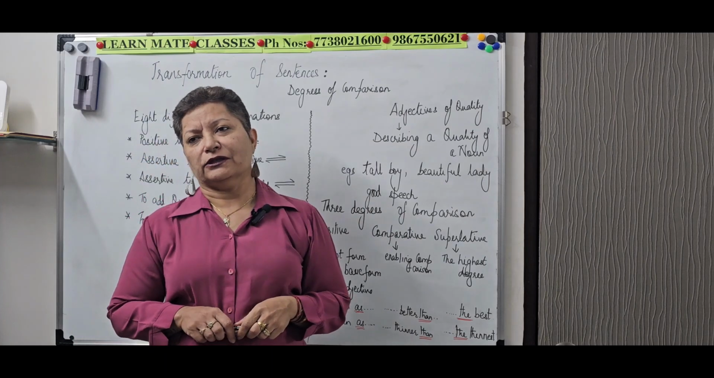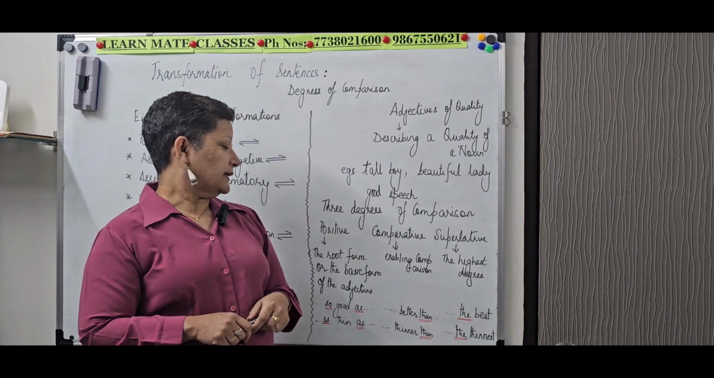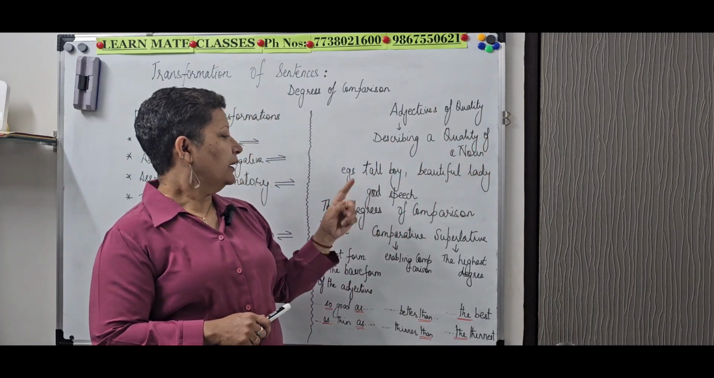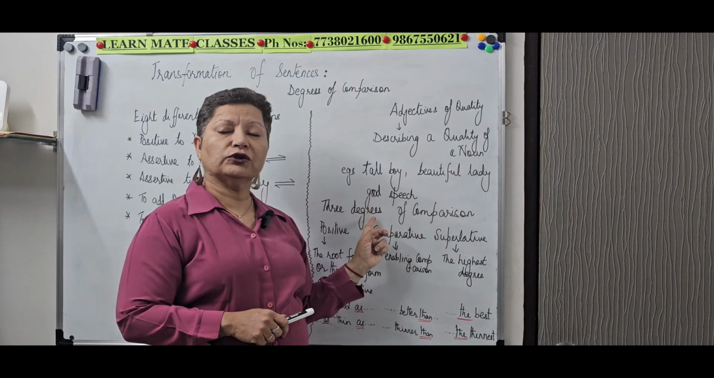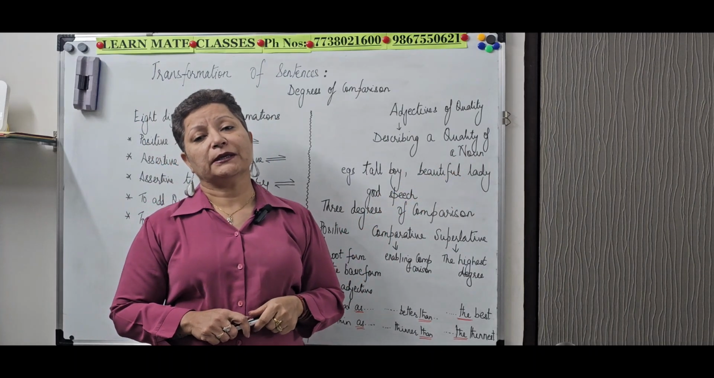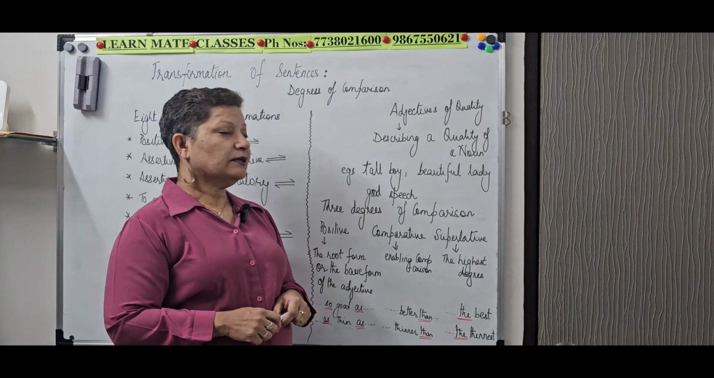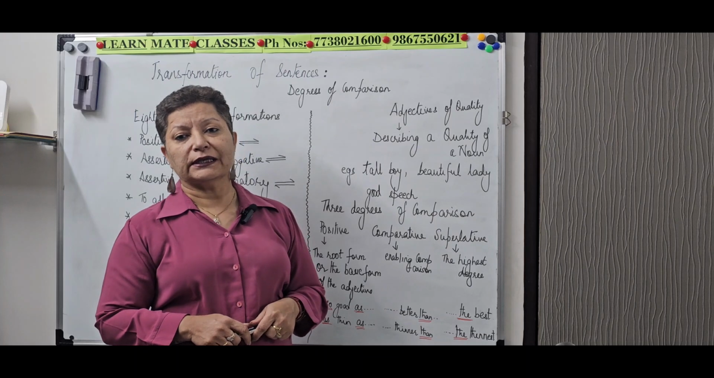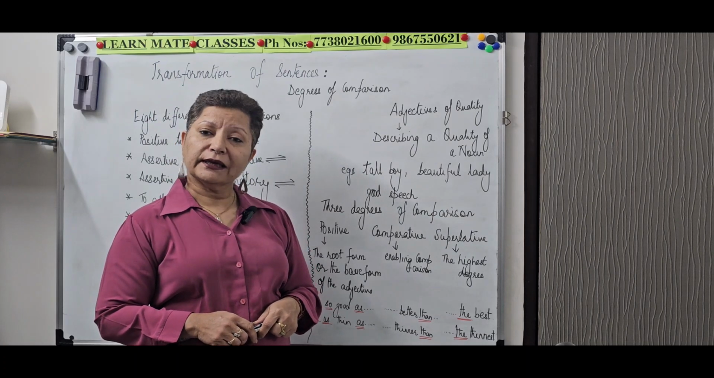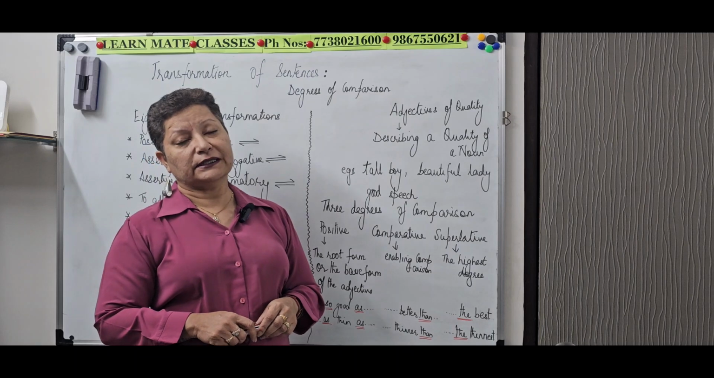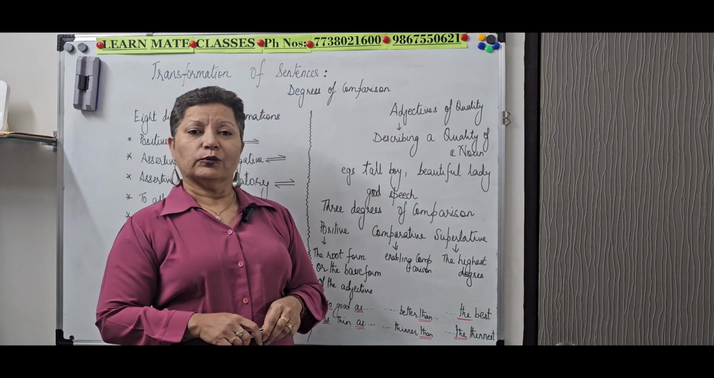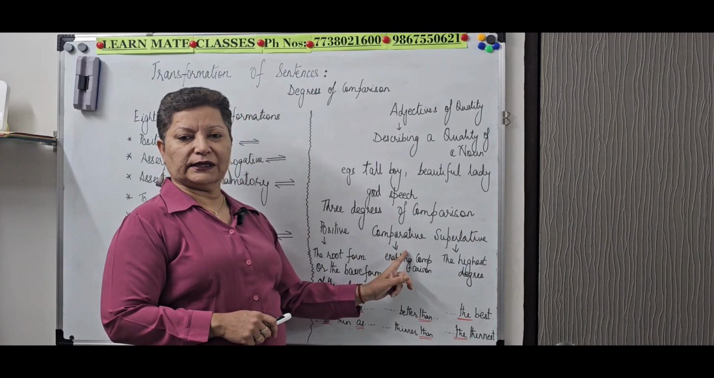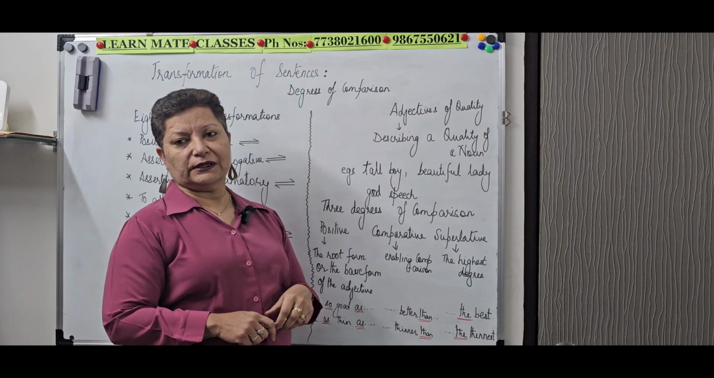So they can be transformed into a comparative. Suppose you're describing a quality of a noun, that's an adjective of quality. Tall boy, beautiful lady, good speech. So all these are describing some quality of the noun related to it, and so they become adjectives of quality. Now, when we are talking about degrees of comparison, there are three ways in which a statement can be written using the adjective of quality. One is using the positive degree, one is using the comparative degree, and one is using the superlative degree.